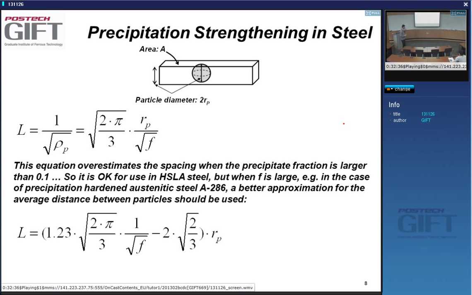But if you're studying precipitation hardened steels, which are not of the HSLA type, the volume fractions are much larger than in the case of HSLA steels. Then you better use a better approximation for the interparticle distance, because the formula up here overestimates the particle spacing. I'm not going to prove this. This is the equation. You can see that the original equation is in there, and the correction is very simple. It's just numerical values, so you can as well use this formula.